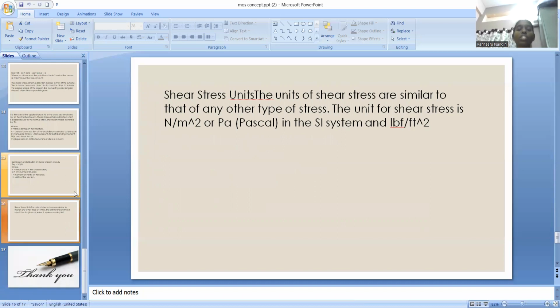Shear stress units. The units of shear stress are similar to any other type of stress. The unit of shear stress is N by m power 2, or Pa, pascals in the SI system, and lbf by ft power 2.